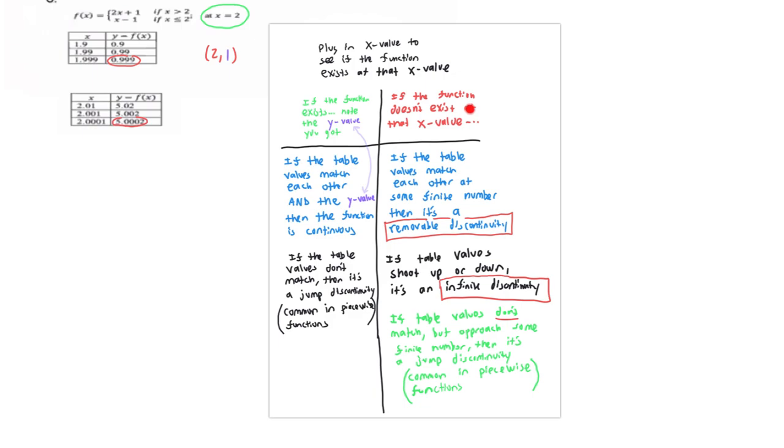So even if the function doesn't exist at that x value, you need to investigate whether the table values misalign, such that they don't match. If it's the case they approach some finite number, the y coordinates approach some finite number, similar to this, by the way, it's a jump discontinuity. That's common in piecewise functions. So that can happen even if the function doesn't exist at that particular x value.